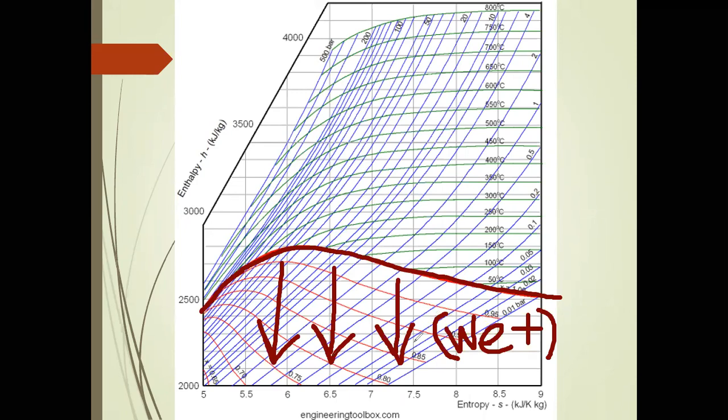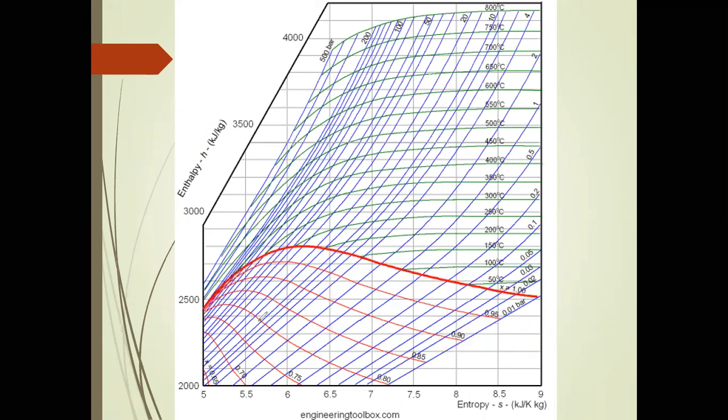So my student, this whole region is the wet steam region, and the main parameter of the wet steam region, you all know, is the dryness fraction. You can see here 0.95, 0.9, 0.85, 0.8, 0.75, 0.7, all are dryness fraction values.